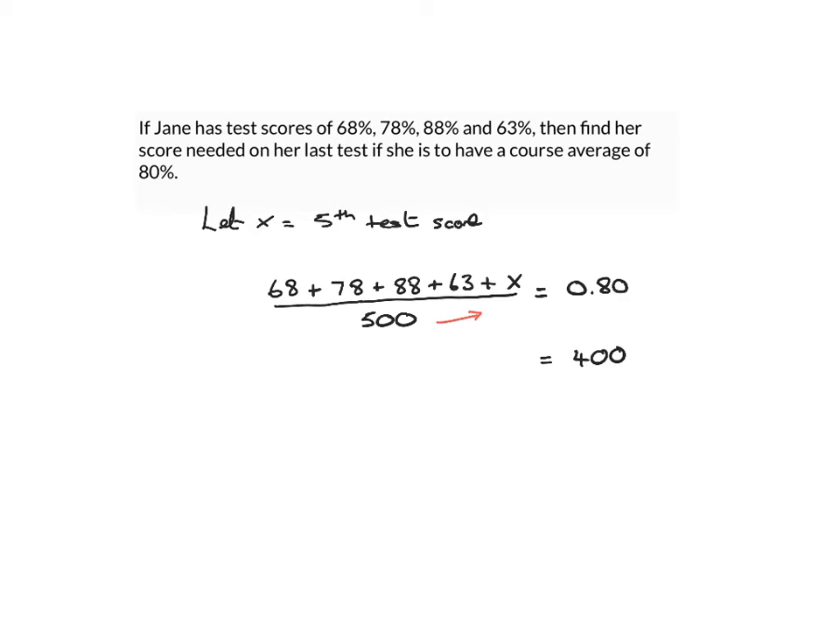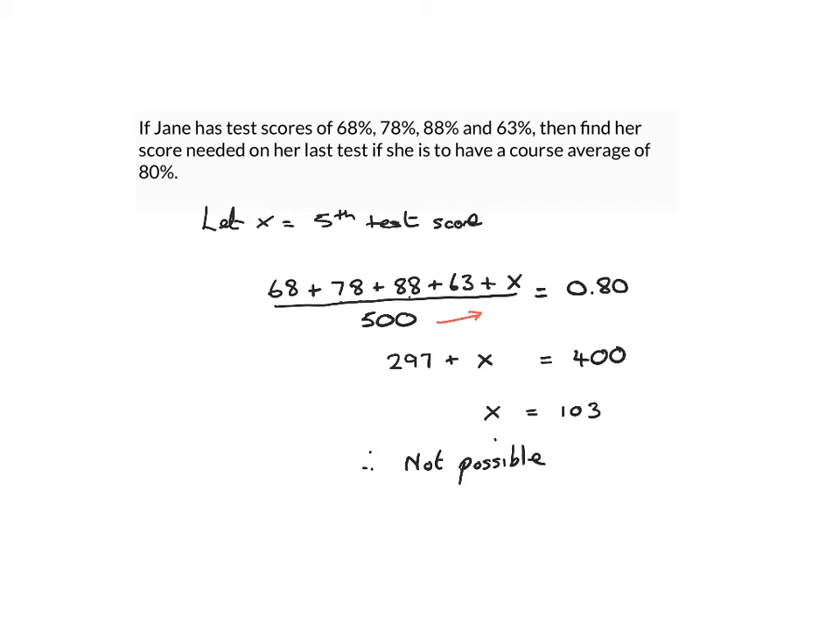146 and 88 is 226, 234 plus 63 is 297, I think it is. In fact, I'm probably wrong there, it's probably 397. So 397 is right. We subtract 397 from 400, we get 3. Therefore, this is actually not possible for her to get an 80% average.